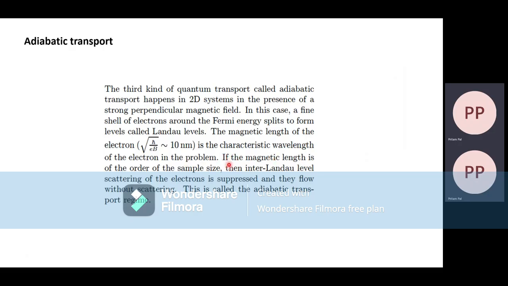So if the magnetic length is of the order of the sample size, then the inter-Landau level scattering of the electron is suppressed and then they flow without scattering. So this is called the adiabatic transport regime.